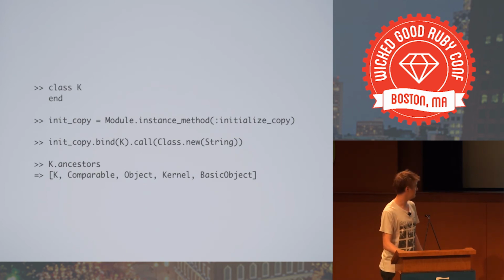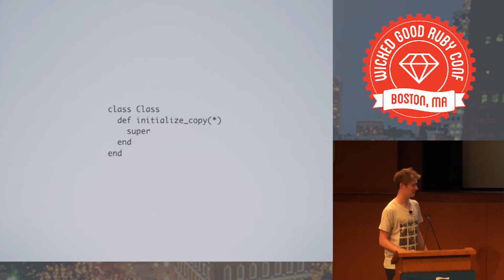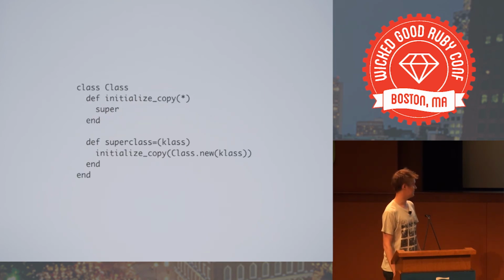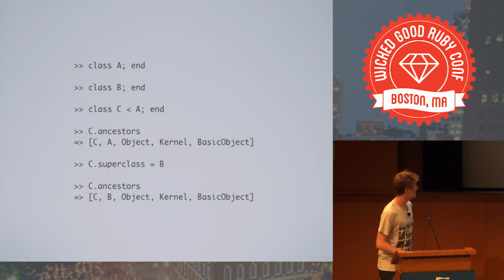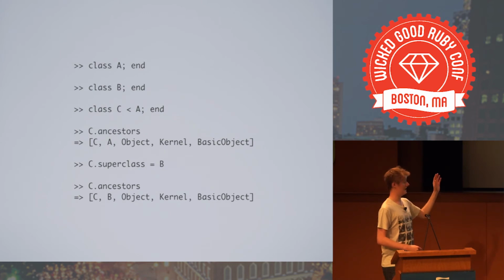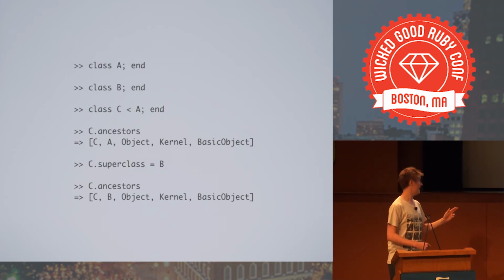Then we can do this permanently by redefining Class initialize_copy to just call super. So we've effectively thwarted the type checks that it does. And then we can define a superclass writer that basically calls initialize_copy with the subclass of the new superclass. And this actually works. We have two classes, A and B. C inherits from A, and we can see that the ancestors include A. We can reset the superclass of C to B, and all of a sudden the ancestor chain is completely different.